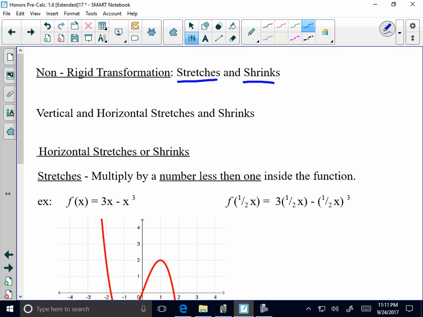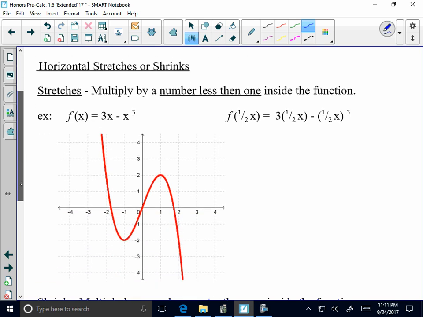So right here, first we're going to look at horizontal stretches and shrinks. And we're going to evaluate horizontal stretches and shrinks, or talk about why we get them, in the same way that we looked at why we had horizontal shifts. So we're going to find an ordered pair on our original function and talk about what x value we would need to get that same function value. So right here, first we'll talk about a horizontal stretch.